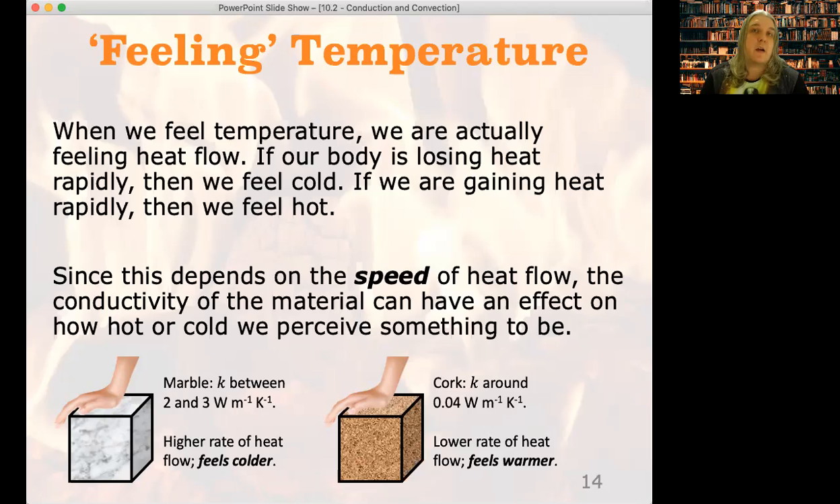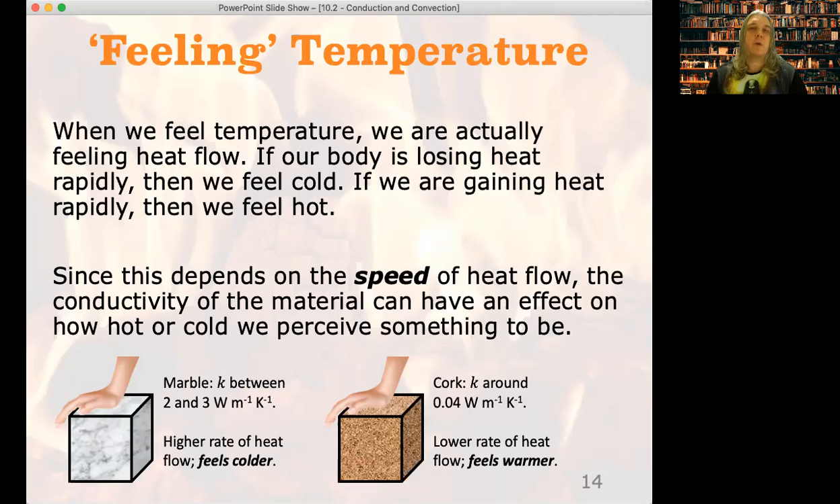It depends on how quickly we lose that heat flow. Obviously if you overall just lose too much, then you will lose too much body temperature, and that's not good either. But when we're talking about something feeling hot or cold to the touch, we're talking about the speed of that heat flow. So that means it's the conductivity of the material that we're actually feeling. That's what's telling us whether this thing is hot or cold.